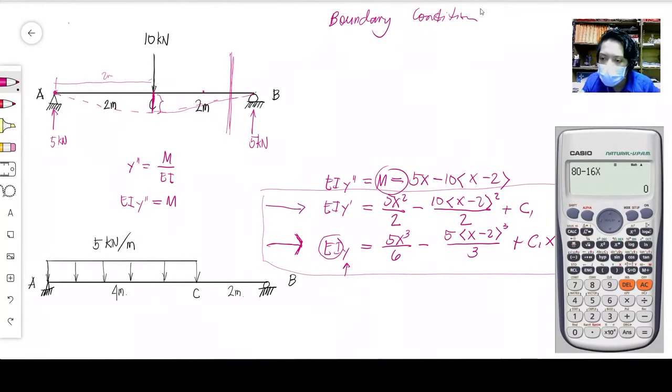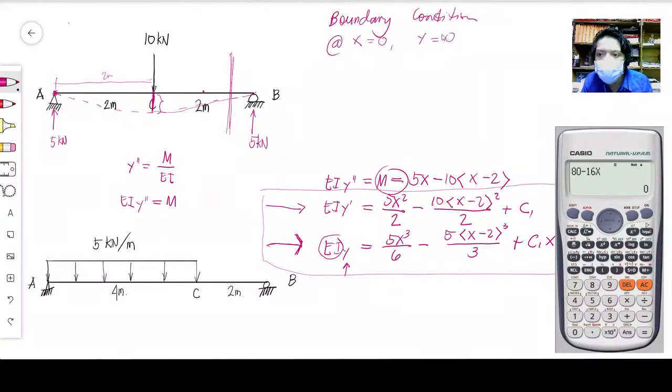Okay, first boundary condition. At x is equal to 0, at the support, what's the value of the deflection? Of course, 0. It will not deflect because it is at the support. At x is equal to 0, the value of the deflection is 0. So this is one boundary condition: at x is equal to 0, your y is equal to 0.